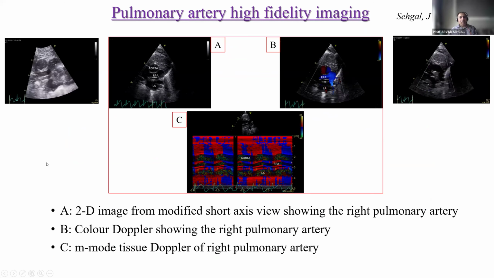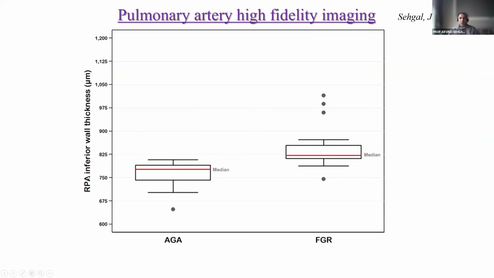For those who are familiar with ultrasound, this is a modified short axis view. You can see the aorta labeled here, the right pulmonary artery underneath that, and the left atrium here. This is a color view, and you can clearly see the branching of the main pulmonary artery into the right and left. It's a color Doppler showing the right pulmonary artery, and M mode tissue Doppler of the right pulmonary artery, which has sharp edges. The picture is exactly the same as what you saw in the aorta. So in the preterm FGR infants, the pulmonary artery is significantly thicker. The right pulmonary artery inferior wall is significantly thicker as compared to the AGA infants.